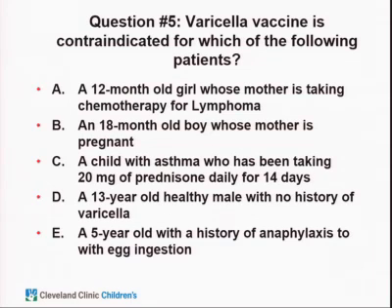Okay, so varicella vaccine is contraindicated for which of the following patients? A 12-month-old whose mom has taken chemo for lymphoma, an 18-month-old boy whose mother is pregnant, a child with asthma who has been taking 20 milligrams of prednisone daily for 14 days, a 13-year-old healthy male with no history of varicella, or a 5-year-old with a history of anaphylaxis to eggs.